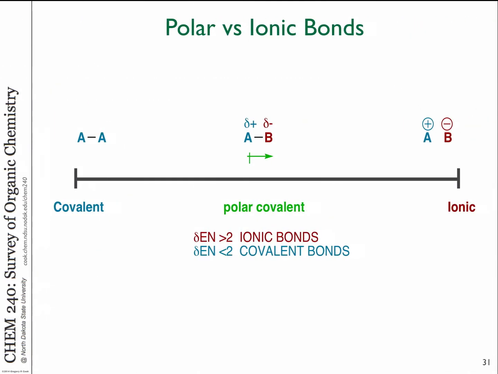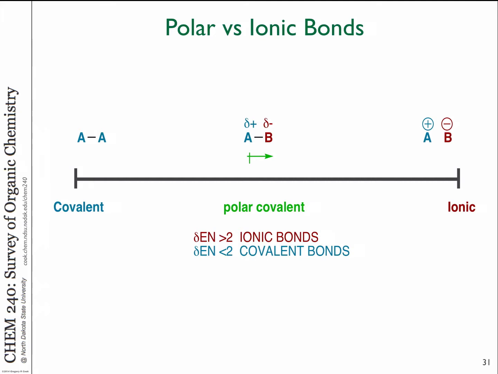We do have a general rule of thumb. If you think again about this, this is a sliding scale from completely nonpolar on the left, where there's no difference in the electronegativity of the atoms, to completely ionic on the right. You can have a bonding situation between two atoms that lies anywhere within here.